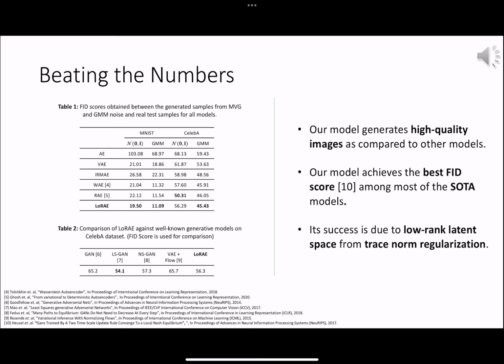Our findings show that our model outperforms a simple AE, VAE, IRMAE, WAE, and RAE on the MNIST dataset, ranking second on the CelebA dataset. Additionally, when comparing our model with various generative adversarial network (GAN) models, we observed that it achieves comparable FID scores.